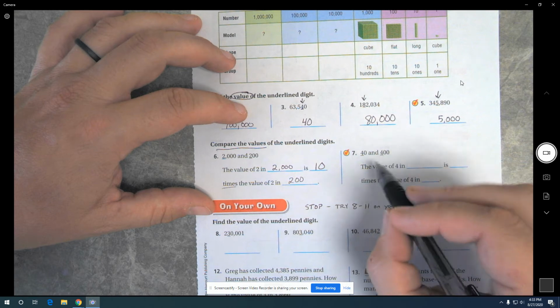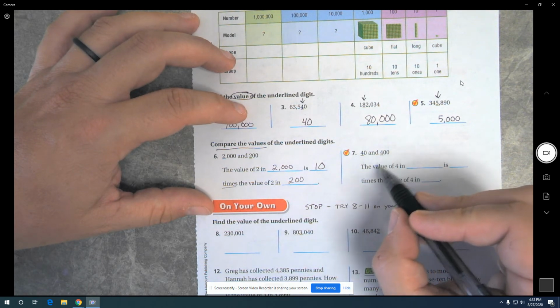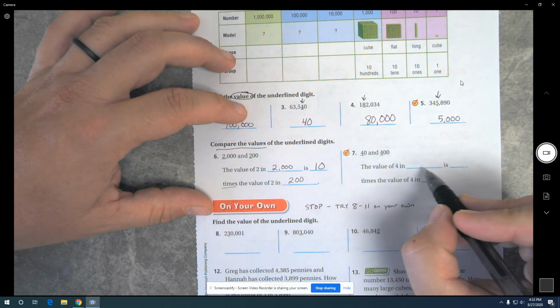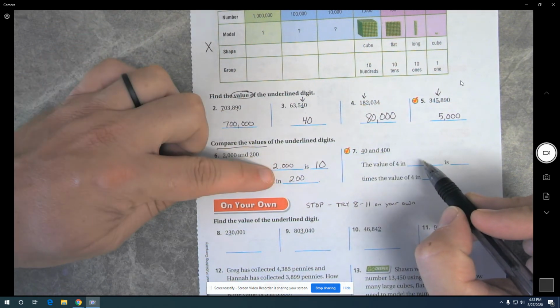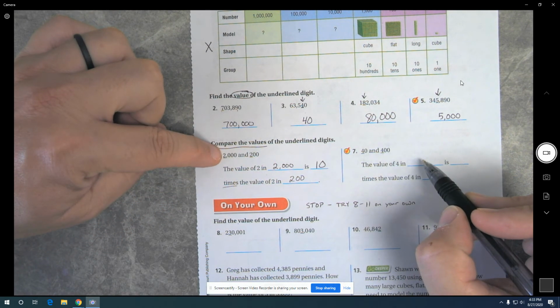In this case, we have 40 and 400, and they're saying the value of the 4 in, now, I think some kids would put the 40 here because I put the first one first. But I put this first because it was bigger. It had a bigger value.